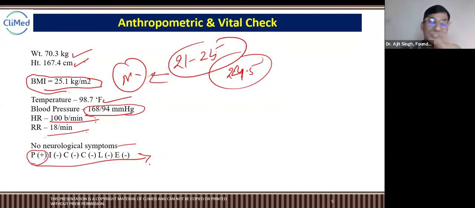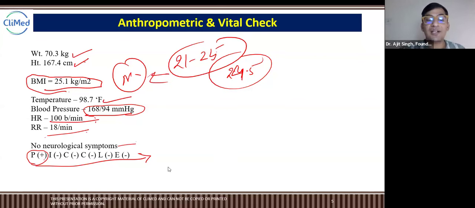What is the entire PICKLE? Physical examination: pallor, icterus, sinuses, clubbing, and lymphedema, then edema. L for what, guys? Lymphadenopathy. Yes, lymphadenopathy. Okay. So his pallor was there.